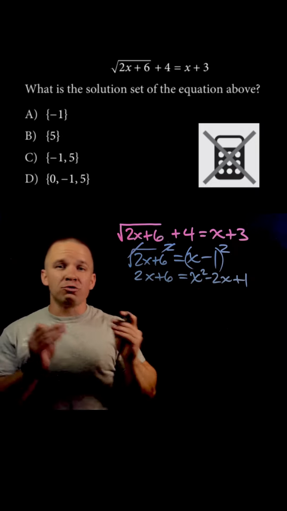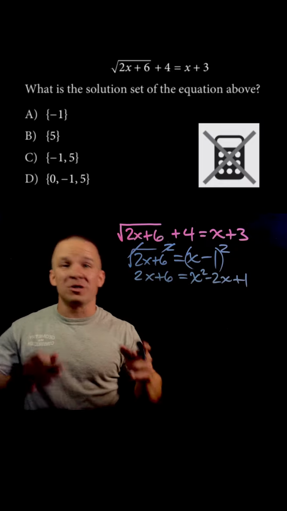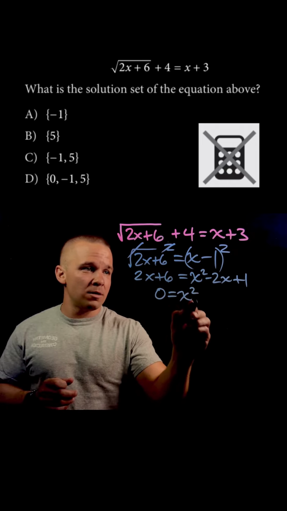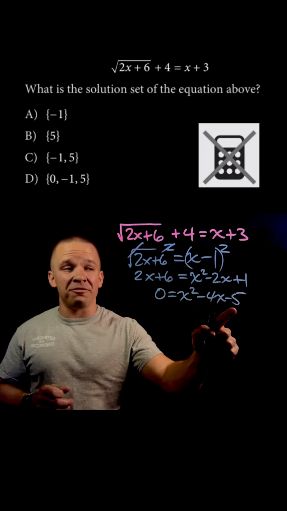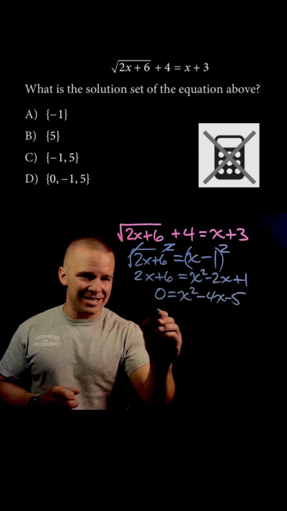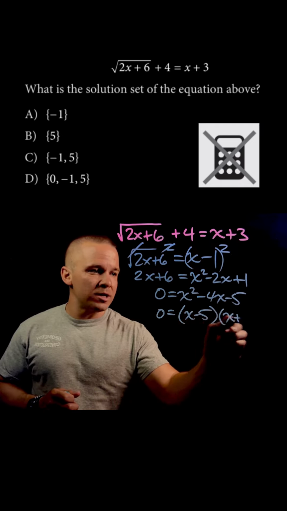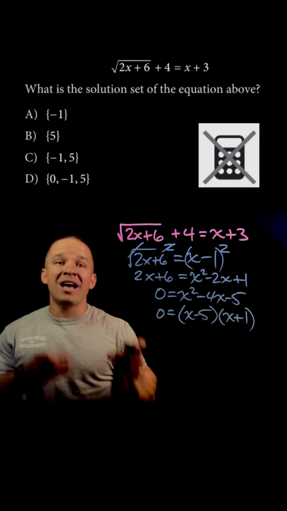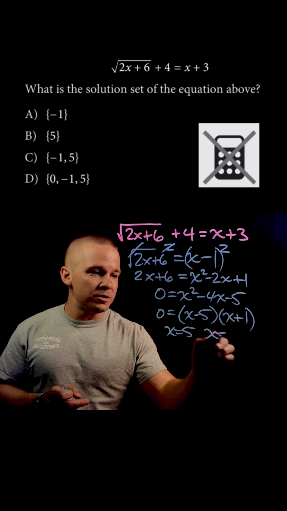Now I have a quadratic equation that I need to solve. So I'm going to set this thing equal to 0 and hope that it factors rather than having to use the quadratic formula. So I'm going to have 0 equals x squared minus 4x minus 5. So does anything multiply to negative 5 and add to negative 4? Heck yeah, it does. I'm going to have 0 equals x minus 5 and x plus 1. Now I can set both of my factors here equal to 0 and solve for x. So I'll get x equals 5 for the first one, and I'll get x equals negative 1 for the second one.